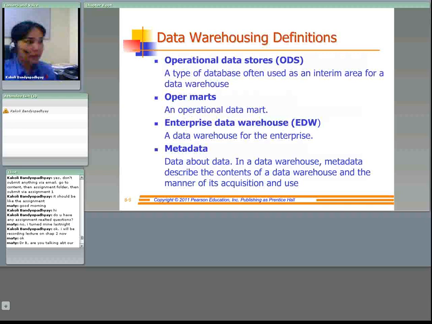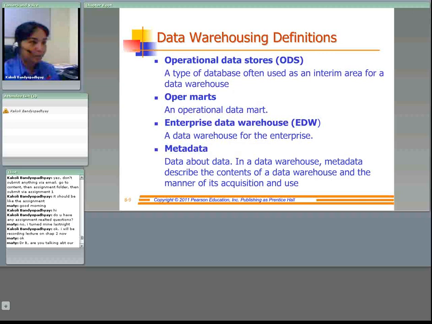ODS consolidates data from multiple systems and provides a near real-time integrated view of current data. ODS, operational data stores, information which is used for running the business on an ongoing basis and also for short-term operational decision making. An ODS is seldom more than a month or two old.